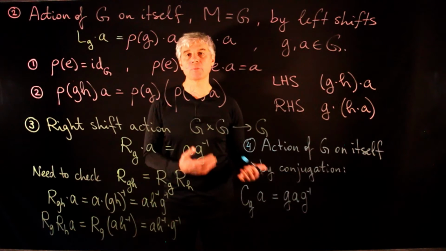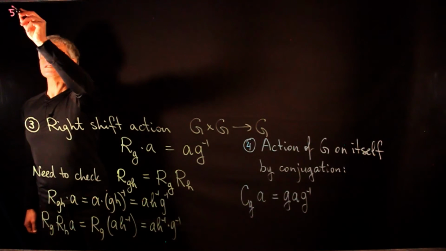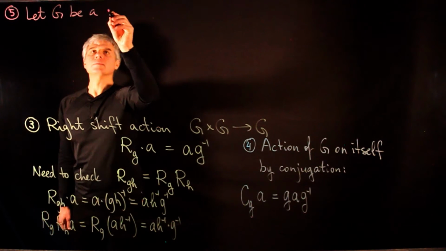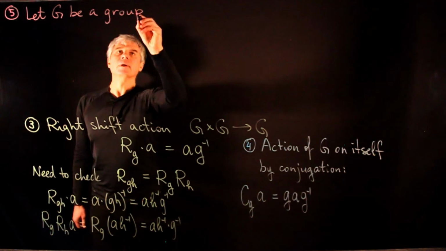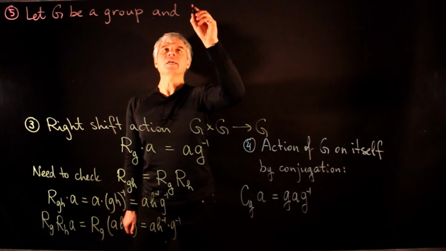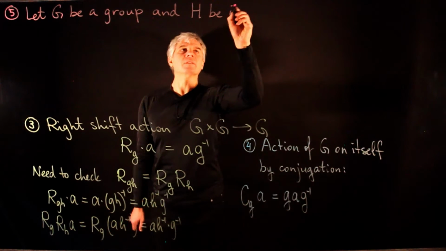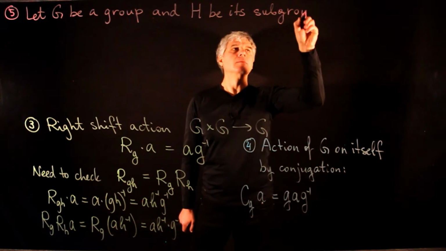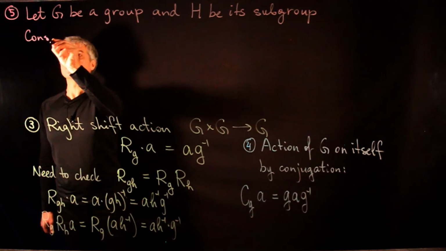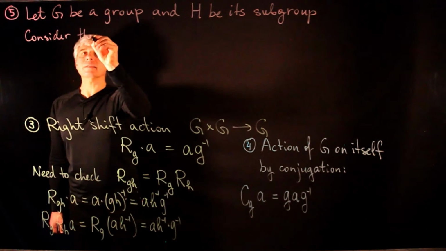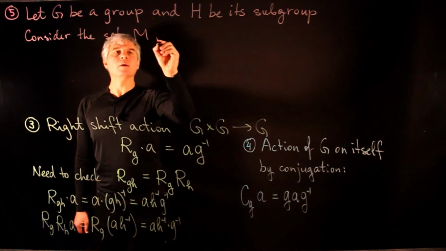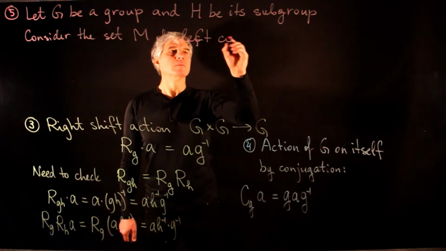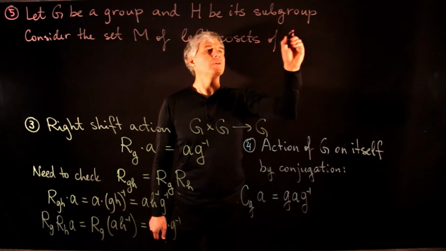We can generalize this construction by making G act not on elements of itself, but on other structures associated with the group, like subgroups. For our next example, let us take a group G and let H be its subgroup. Let us consider the set M of left cosets of H in G.